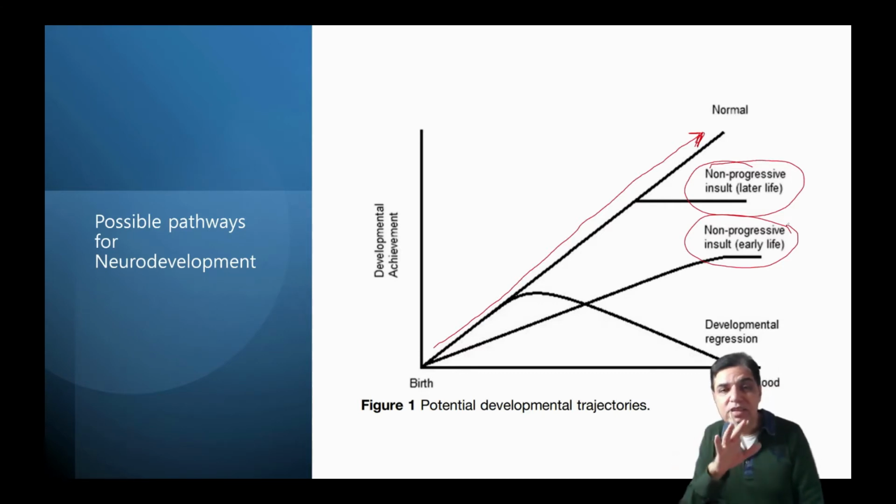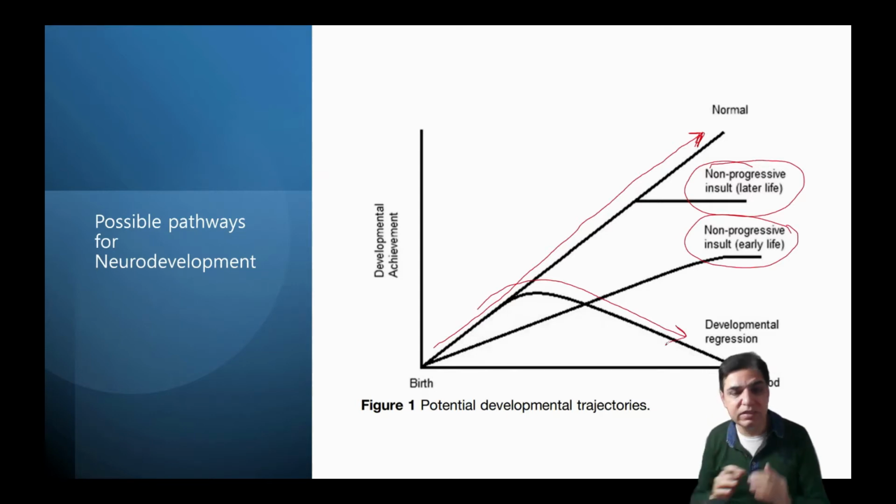And then we have this developmental regression trajectory. So what happens here, if you look at this pathway, it is actually going down. So this is basically not a plateau. Things are reversing back. Whatever has been achieved is going back. Now the time is progressing, but the milestones are going back in time. So this is actual regression.